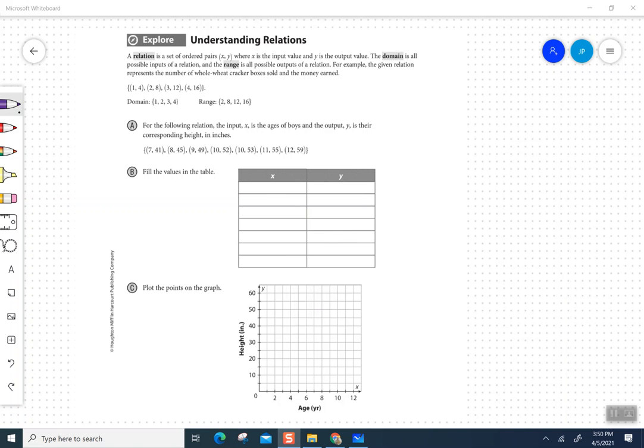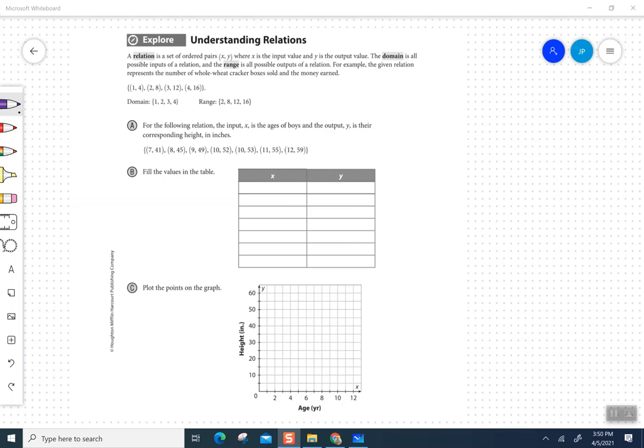Okay, students, today we'll be starting lesson 3.2, Understanding Relations, and this is the Explore portion of it. You'll notice three highlighted words: relation, domain, and range. If you'll do me a favor, go ahead and put me on hold, pause, and copy those along with their definitions down. When you're ready, unpause me.